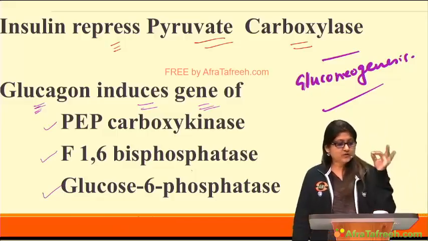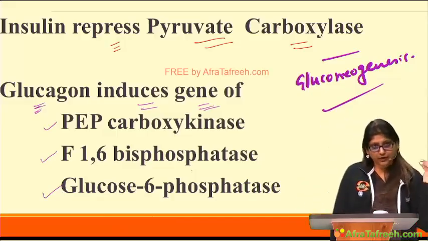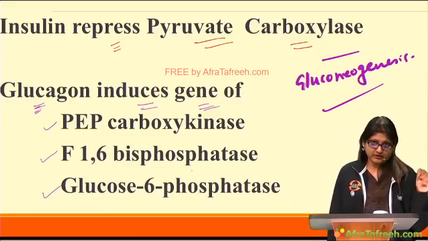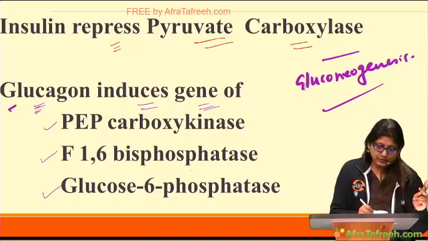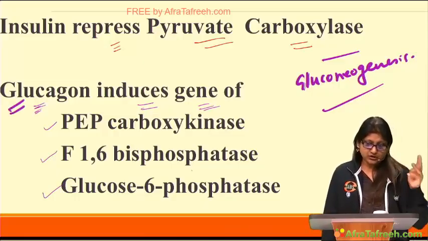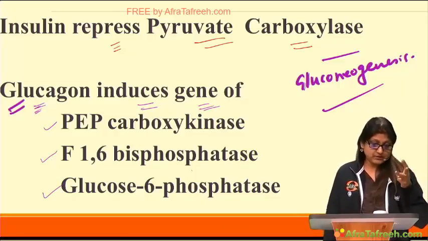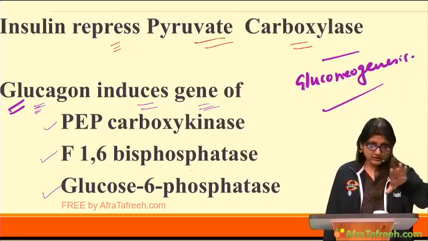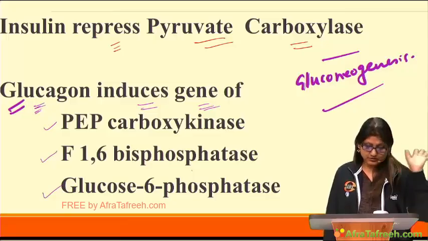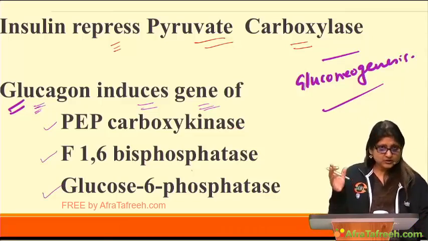So if anybody asks you what insulin is going to do, how it is going to down-regulate gluconeogenesis, you say it is going to repress the gene of pyruvate carboxylase. How glucagon is going to up-regulate gluconeogenesis: it is going to induce the genes for PEP carboxykinase. Remember 3 names. Pyruvate carboxylase is not coming here, right? So PEP carboxykinase, fructose 1,6-bisphosphatase, and glucose 6-phosphatase. Very good. So this is the hormonal control of gluconeogenesis.